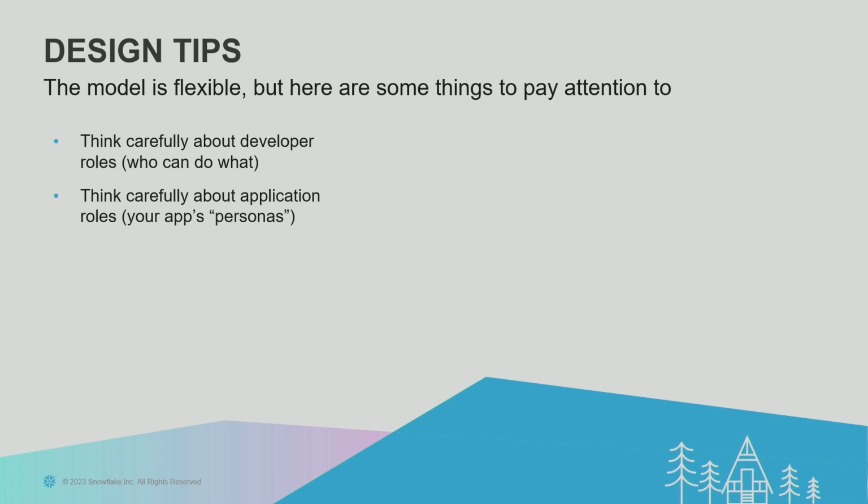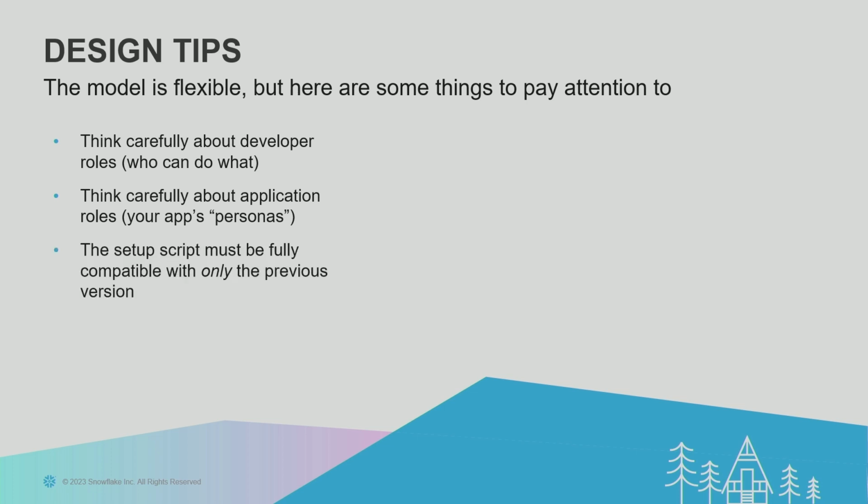Application roles. These are also really critical to think about up front. They define your personas. They define what are the classes of users or the classes of activities that you want your application to present. And once you've made that decision, it can be really hard to change it later because your consumers are already using the roles that you've defined.